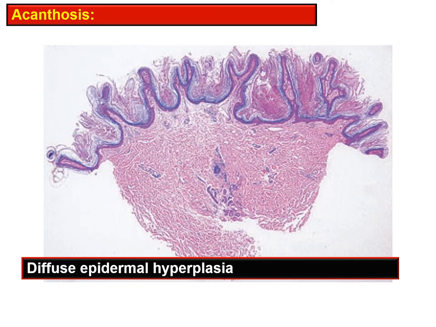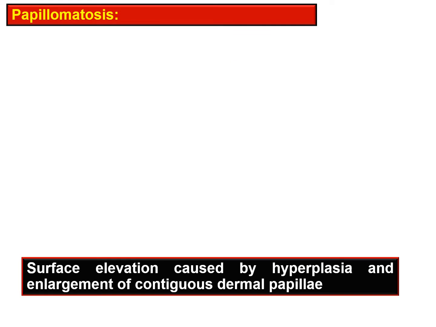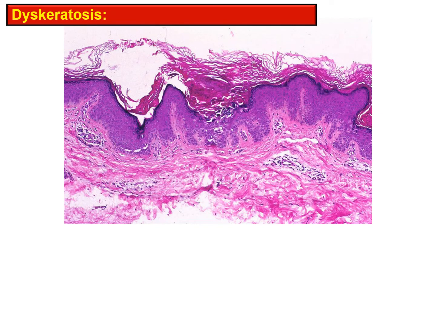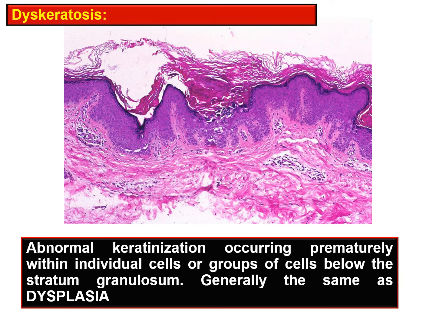Acanthosis is diffuse epidermal hyperplasia. Papillomatosis is a term that describes surface elevations that are caused by hyperplasia and enlargement of the contiguous dermal papillae. Dyskeratosis is due to abnormal keratinization and occurs prematurely within individual cells or groups of cells below the stratum granulosum. Generally, these are the same as dysplasia.